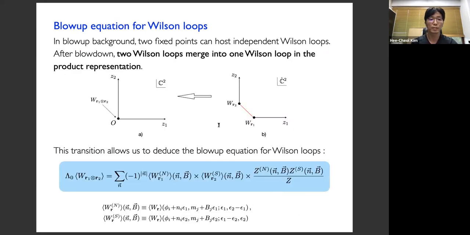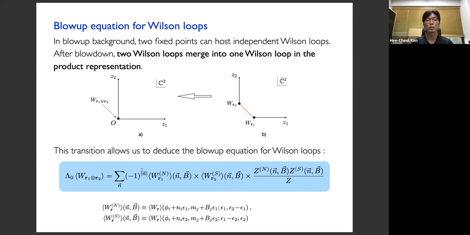So let's now consider the blowup equations for the Wilson loops. In the blowup background, we have two fixed points, and we can actually put two independent Wilson loops at each fixed point. And we will consider the blow down procedure to the usual C2. Then you can easily imagine that these two Wilson loops will merge into a single Wilson loop after blow down. And this Wilson loop will now take a product representation, R1 times R2. And this transition actually led to the following interesting equation for the Wilson loops.